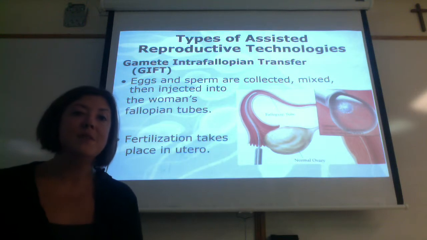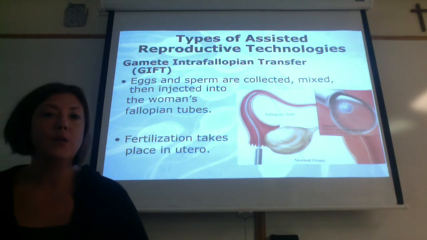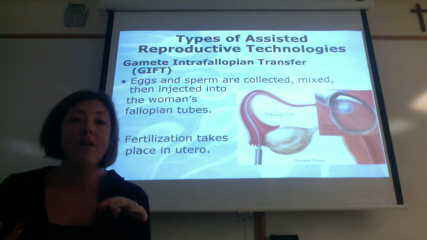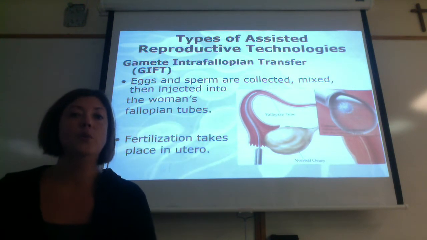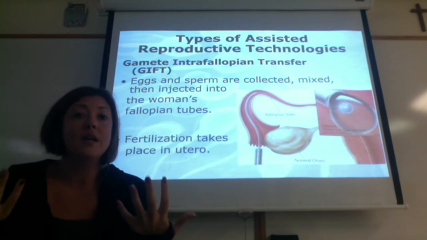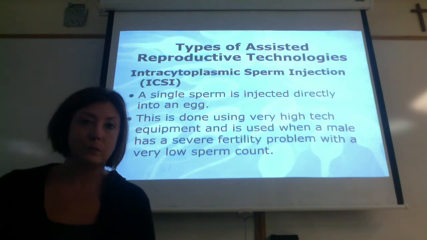We are also able to have something called gamete intrafallopian transfer, where we take the eggs and the sperm, we collect them, and then without allowing the fertilization event to take place yet, we inject it back into the woman's fallopian tubes, where fertilization can take place in a more natural setting in utero.